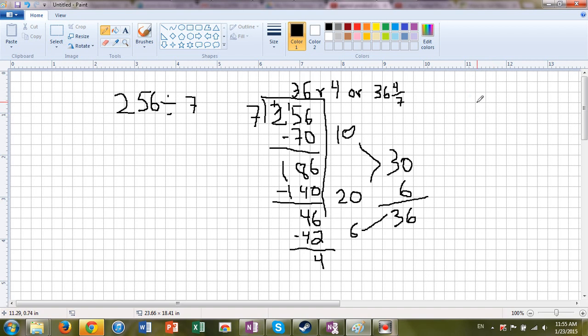How can we be sure? Well, it's pretty cool. We can multiply using the partial product method. We're going to multiply our 36 groups times 7, and then we have to add our remainder, that 4. So don't let me forget that. 30 times 7 is 210. And 6 times 7, as we already found out, and you guys shouted out, is 42. We're going to add those up, and we have 252.